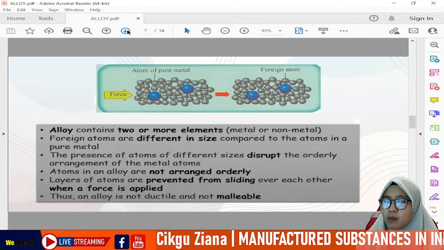Alloy contains two or more elements, metal or non-metal. The atoms are different in size compared to the atoms in pure metal. The presence of atoms of different size disrupts the orderly arrangement of the metal atoms. Atoms in an alloy are not arranged orderly. Layers of atoms are prevented from sliding over each other when a force is applied. Thus, an alloy is not ductile and not malleable.